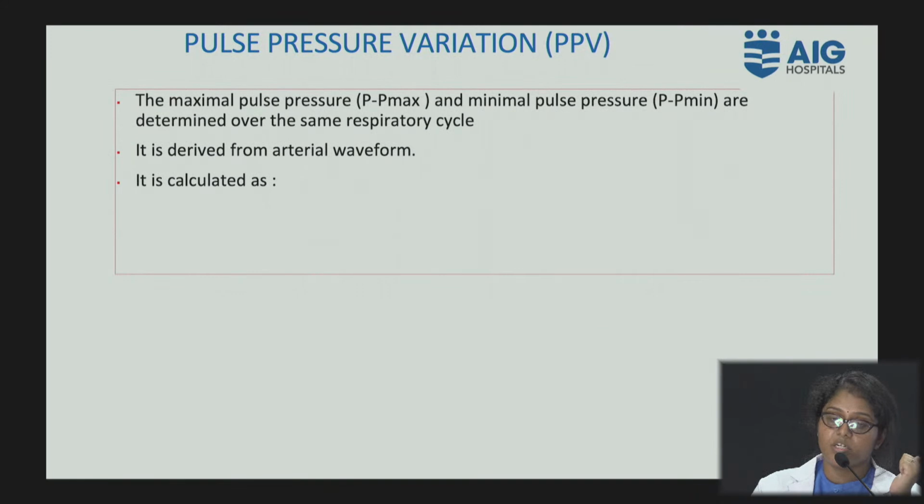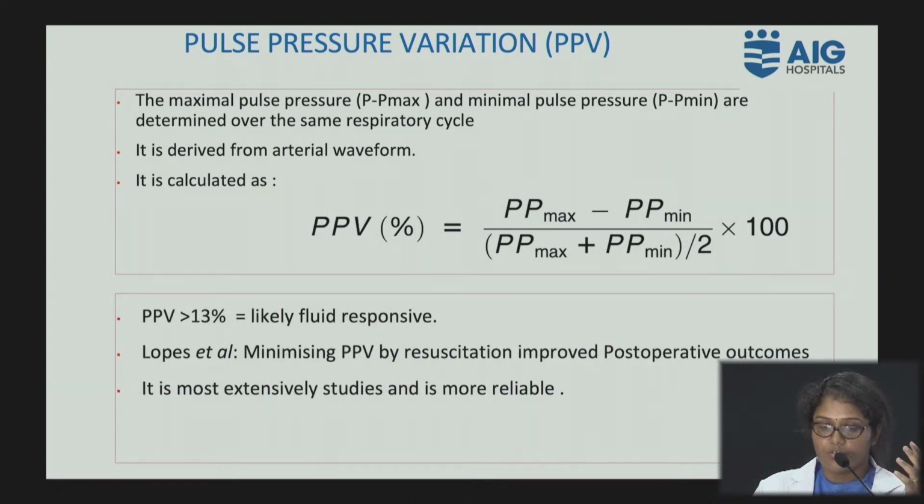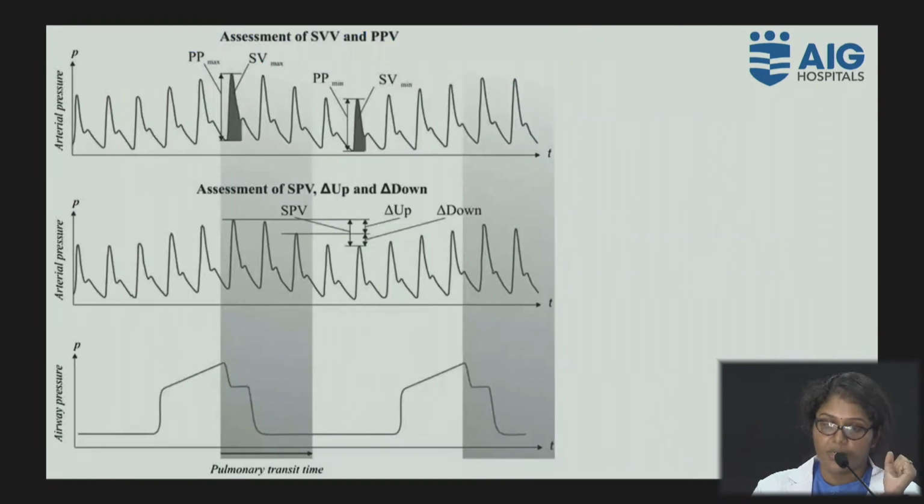The next dynamic parameter is pulse pressure variation. It's the difference of maximal and minimal pulse pressure over the same respiratory cycle. It is also derived from the arterial waveform, and it is calculated with the following formula. More than 13% of PPV indicates that the patient is fluid responsive. It is the most extensively studied and is the more reliable parameter among all the dynamic parameters.